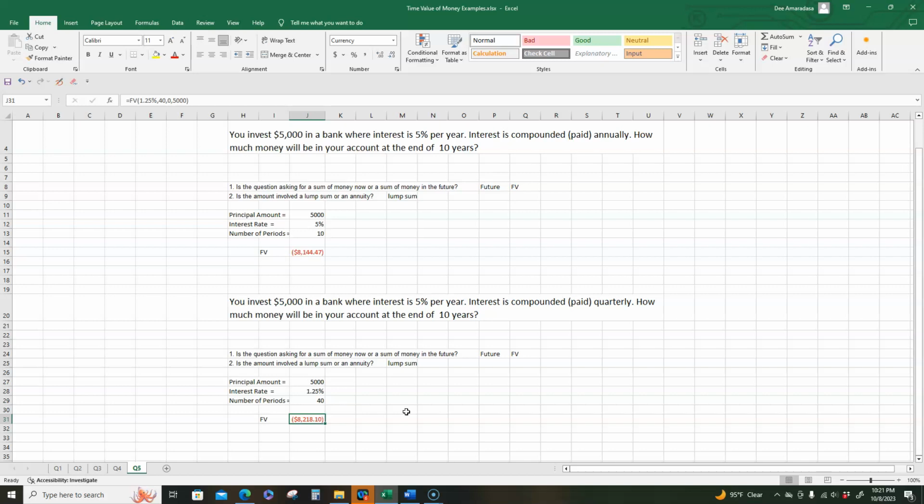Note how the future value is different when interest is compounded annually and when interest is compounded quarterly. Quarterly or more frequent compounding than annual compounding will result in a higher number. That's it for this video.